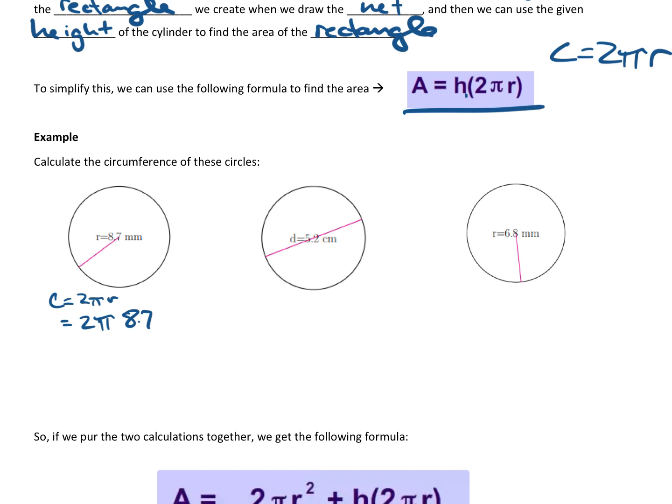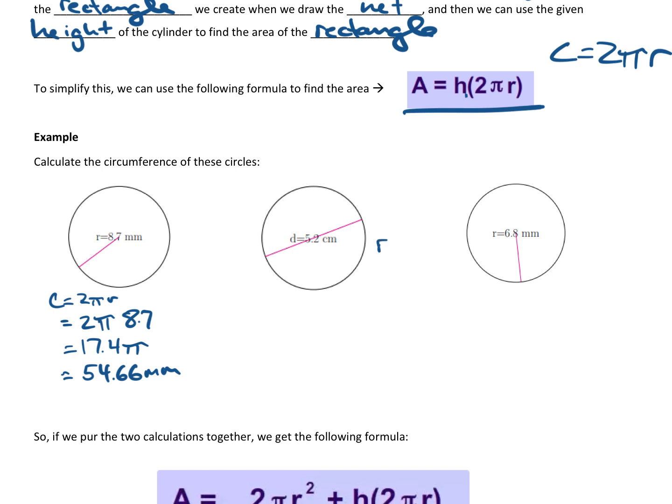So 2 times 8.7, remember we can do these in any order. We get 17.4 times pi, and if I multiply that by pi, I get an answer that rounds to 54.66, and that's just millimeters. Remember, it's a straight line that we're measuring, so we're not actually going to measure it in centimeters squared or millimeters squared or anything. It's going to just be in that unit.